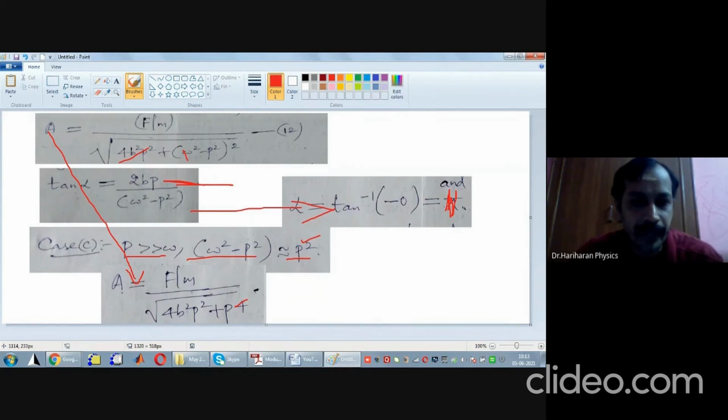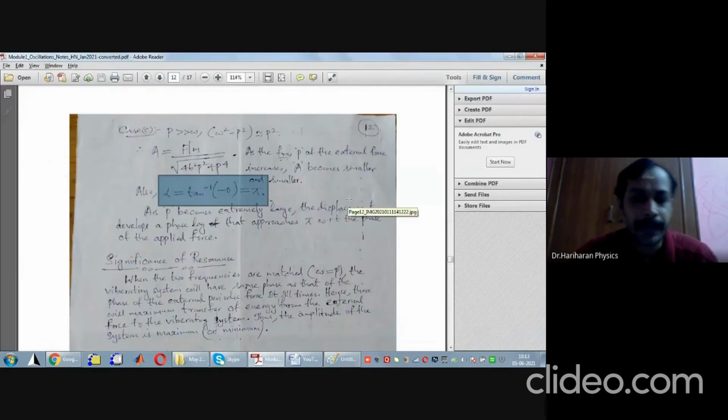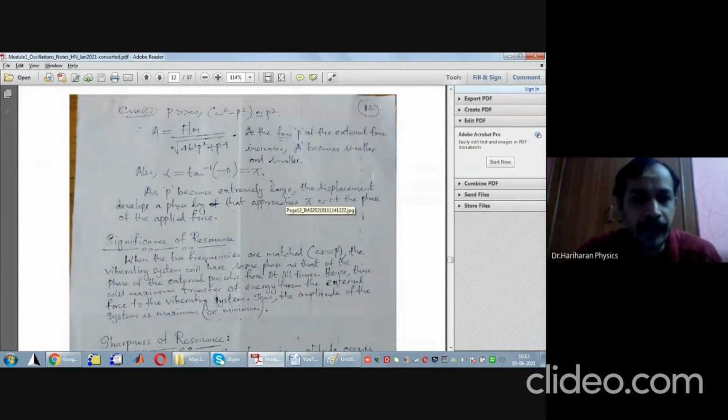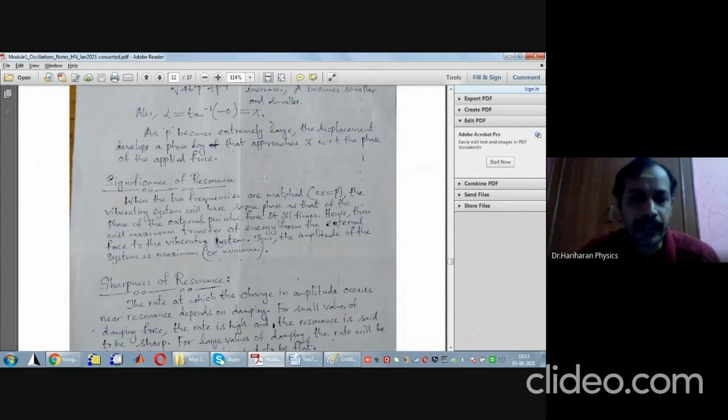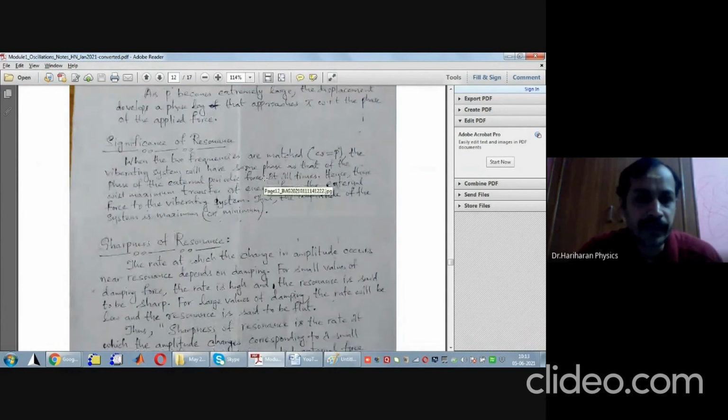Here, when the applied frequency is greater than omega, the amplitude will depend on the frequency of the applied force. That's all. Next, what is the significance of resonance? That is what I told.